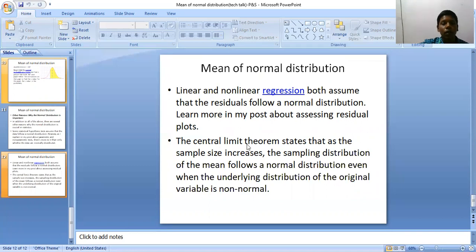The central limit theorem states that as the sample size increases, the sampling distribution of the mean follows a normal distribution, even when the underlying distribution of the original variable is non-normal.